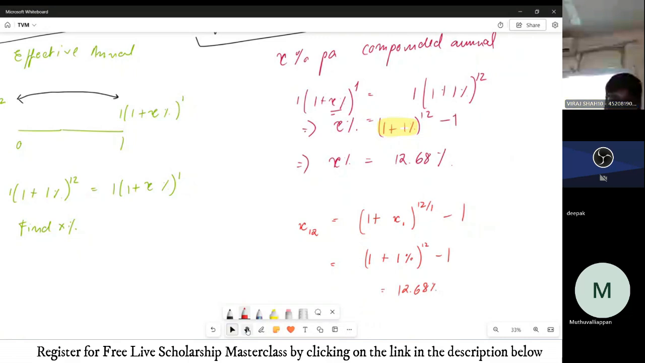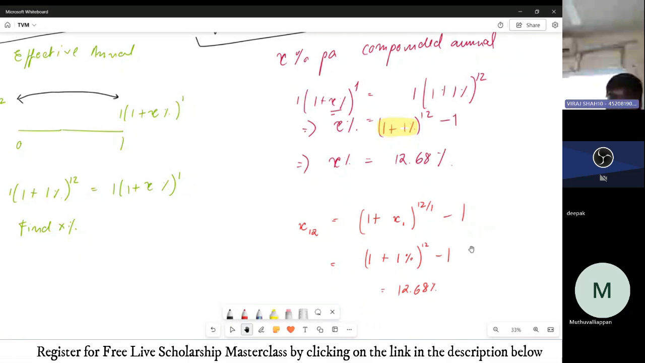Similarly in the next question, quarterly. So x3 is equal to 1 plus what was given, again x1 was given, right? x1 was given to the power 3 by 1, minus 1. 1 plus again 1% to the power 3 minus 1, which will give you 1.01 to the power 3 minus 1, which is nothing but again 3.03%.